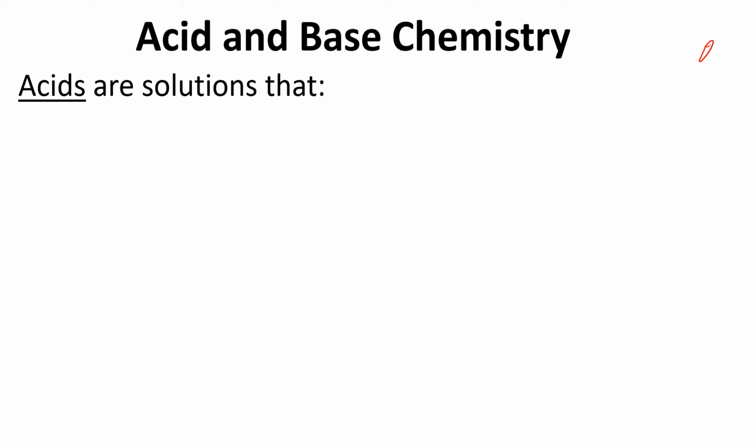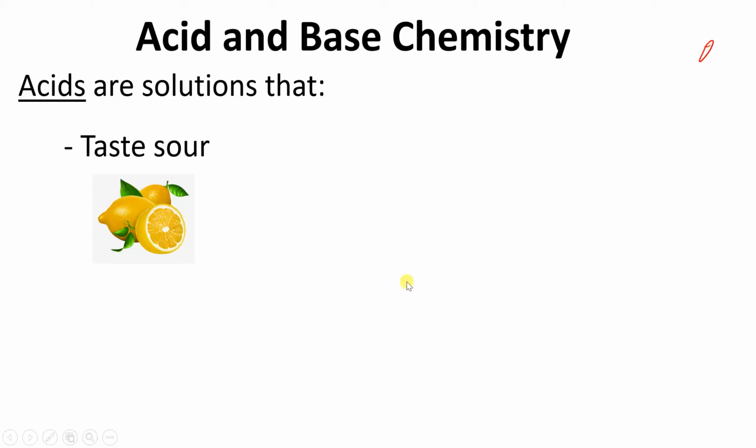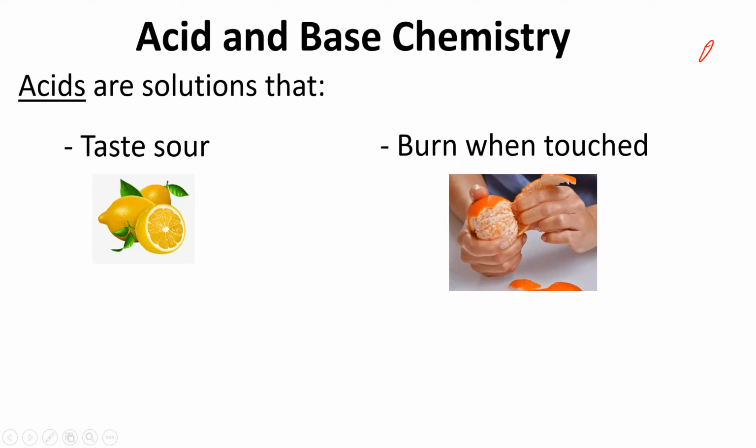So acids are solutions that, firstly, taste sour, like a lot of types of fruits out there. Think of the kind of face you would make if it were something sour as well. Additionally, they burn when touched. My picture here is if you had a cut on your finger and you were peeling an orange or even a grapefruit and you got some of the juice on your finger, it would probably burn. Or if you just generally touch something and it burned, perhaps it could be acidic.